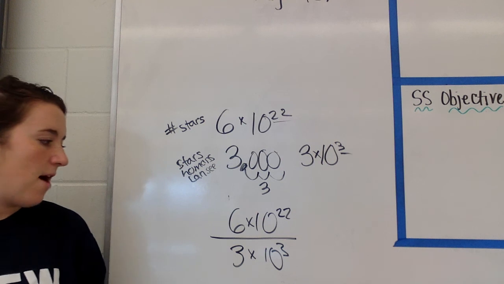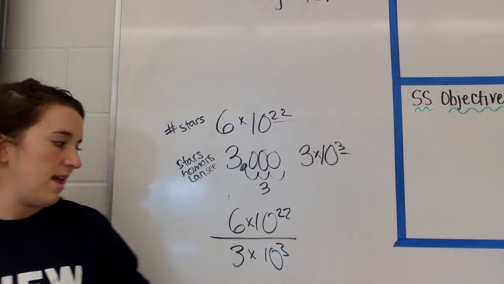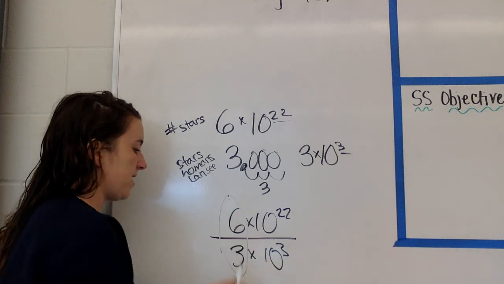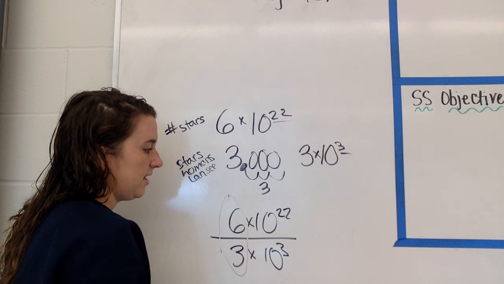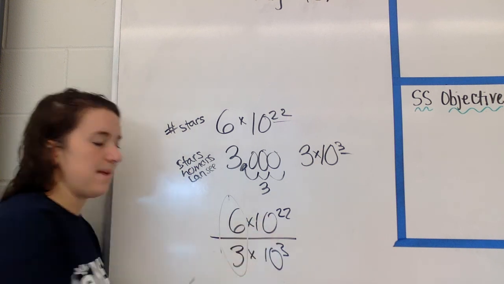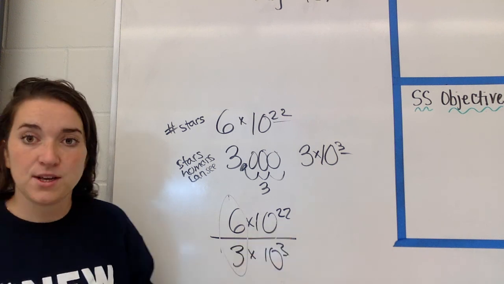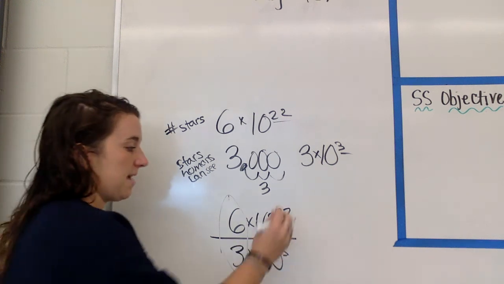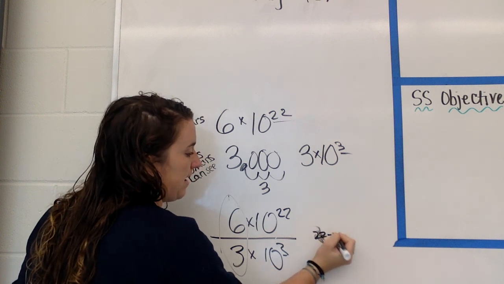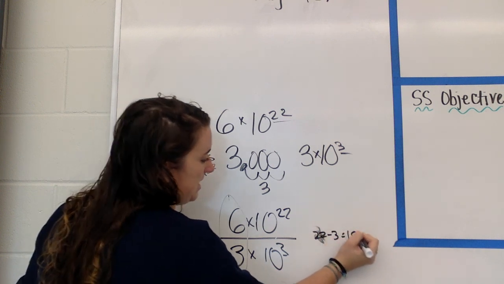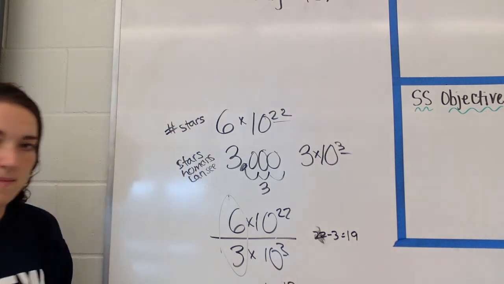All right, now when I am dividing scientific notation, what will I start with? Yeah, I'll start with 6 divided by 3. 6 divided by 3 is 2 times 10. What do I do with my tens here? Yeah, I'm going to subtract my exponents. Why? Because I am dividing. So 22 minus 3 equals 19. So it'll be 2 times 10 to the 19th power.